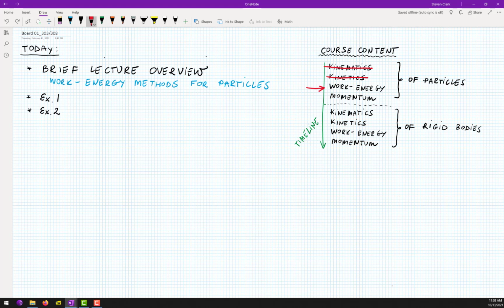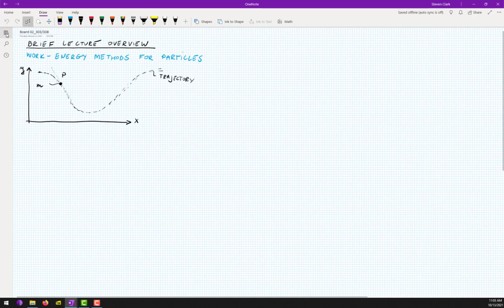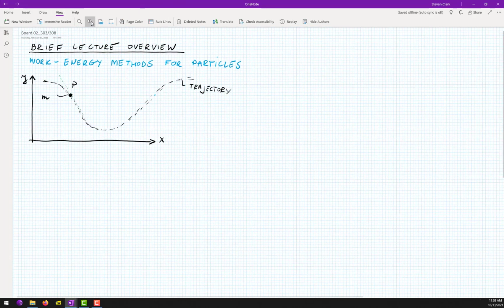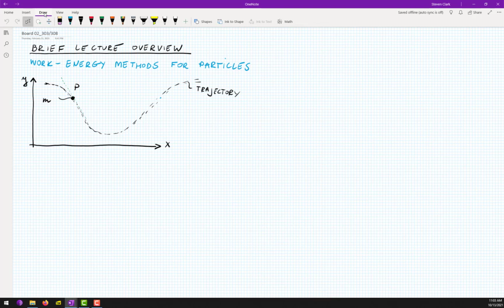All right, and the plan for today: brief lecture review, example number 1, example number 2. So this will be a review. And I would like to start with our old good friend, particle P, following the trajectory, okay? So we have exactly the same particle, and that particle follows this trajectory, and there is also some force acting on that particle.